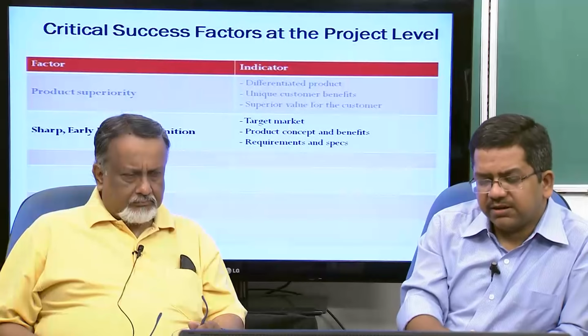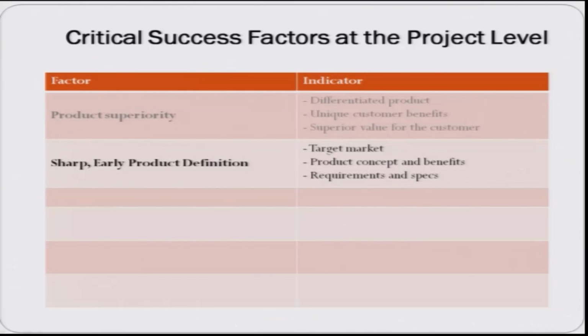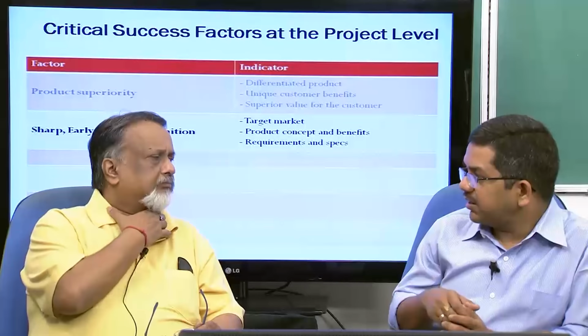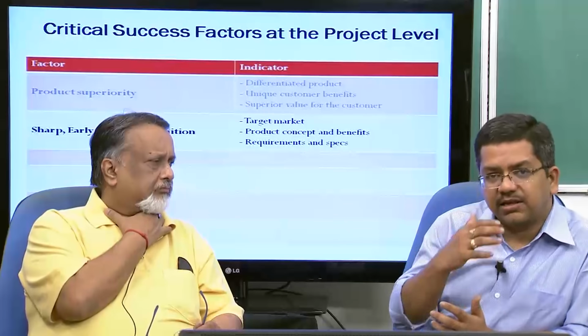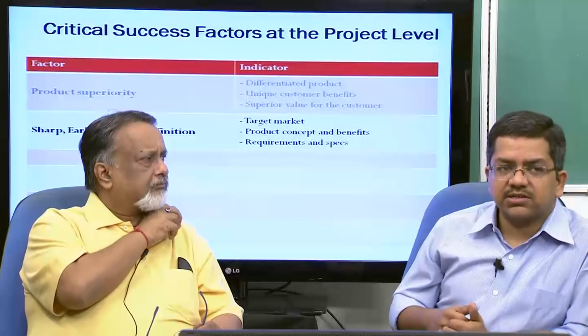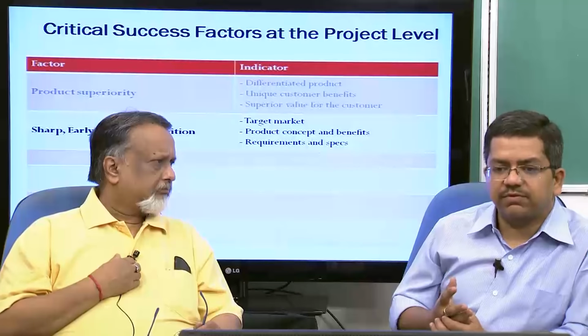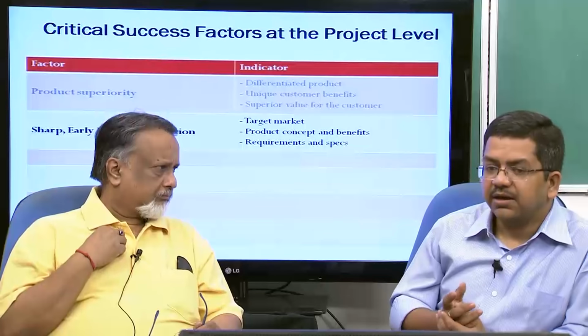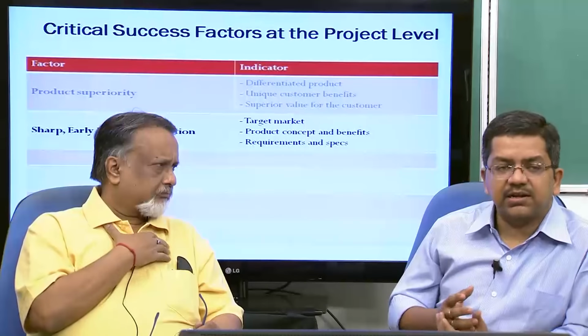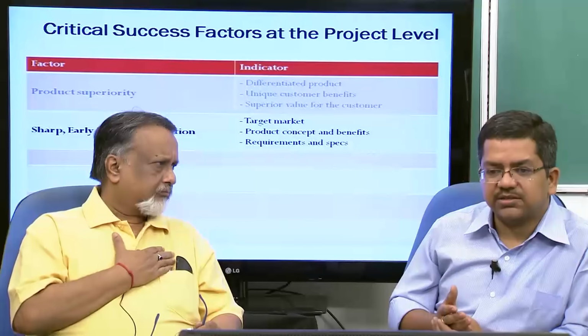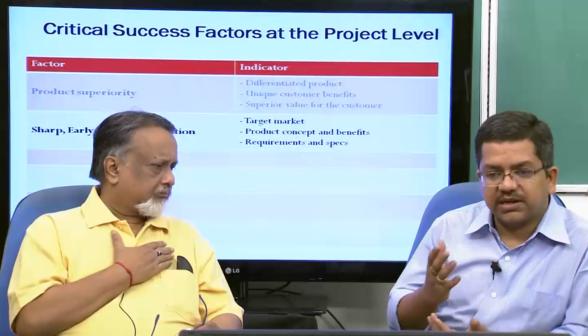The next factor that comes into the picture is the sharp early product definition. How clear you are about the role of the product, to which customer it will go, how you will take it to the market, and the entire things related to the strategic marketing plan. I think you can go back to our discussion in the marketing management part 1, when we talked about what the target market is. From there you can understand how clear the product definition is.